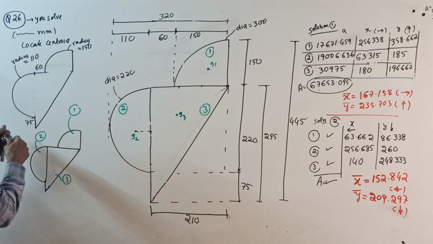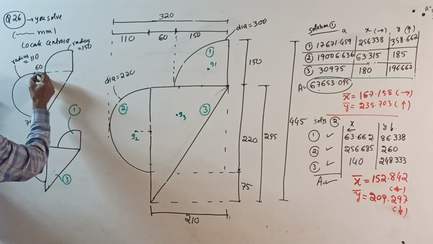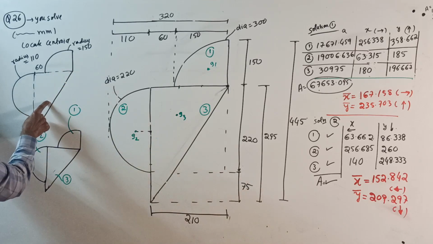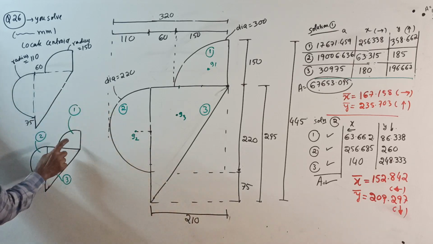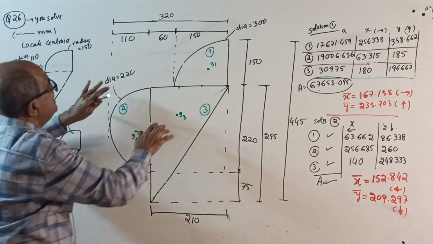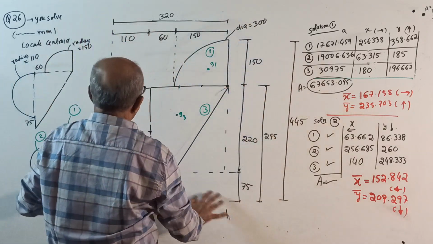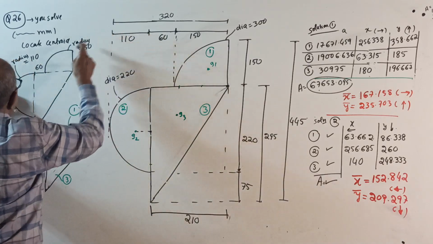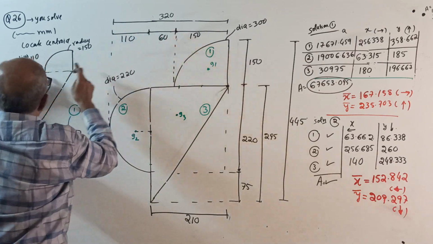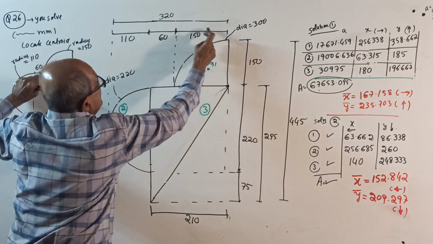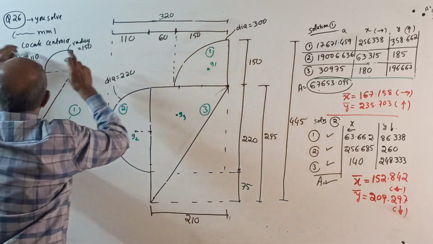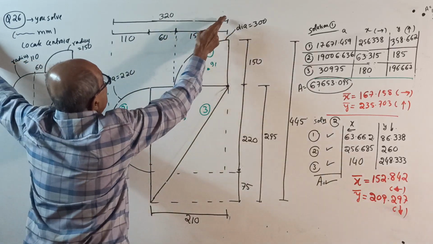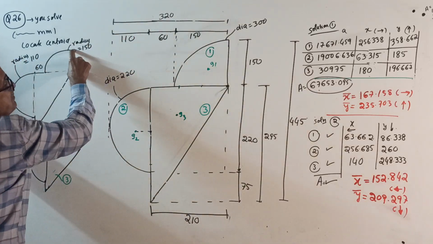Divide into parts. How to divide? See, divide: 1, 2, 3. Then draw a neat sketch. Radius 110, 60 gap, this radius 150. So total is 320. Radius 110, this 110, 60 plus 150 is 320. Radius 150.